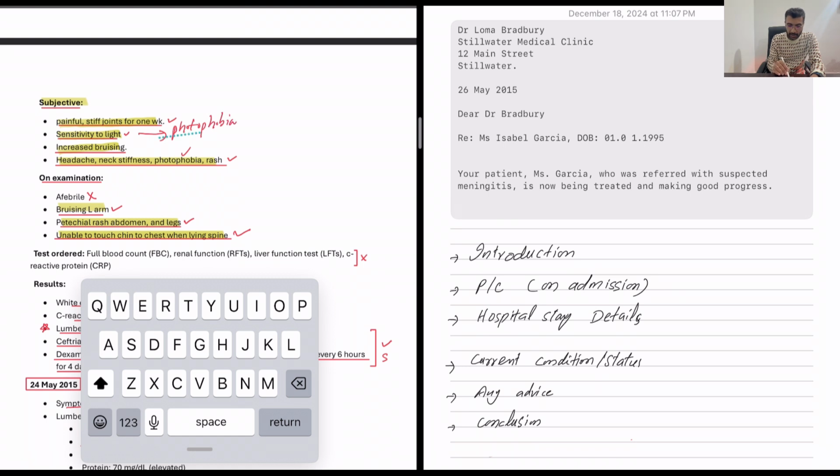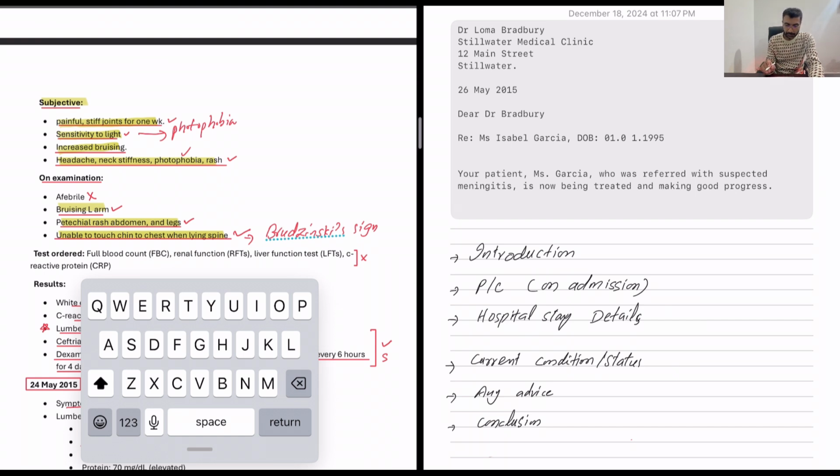Another thing is unable to touch the chin to the chest, the last one here. So it's Brudzinski's sign. We should use medical terminology here because we are writing to another healthcare professional.